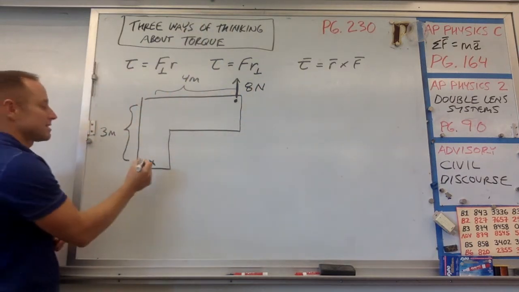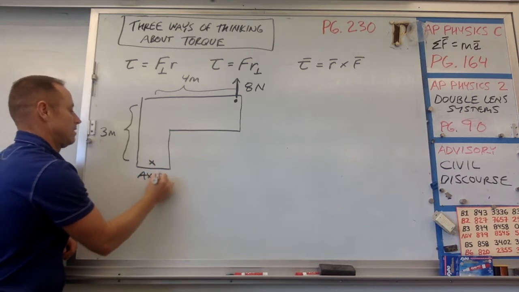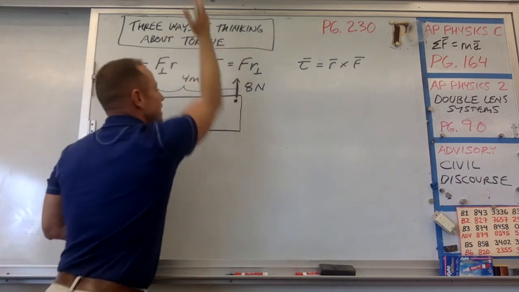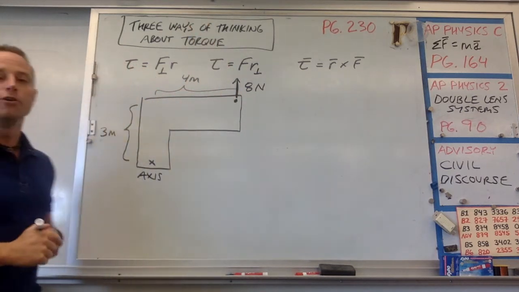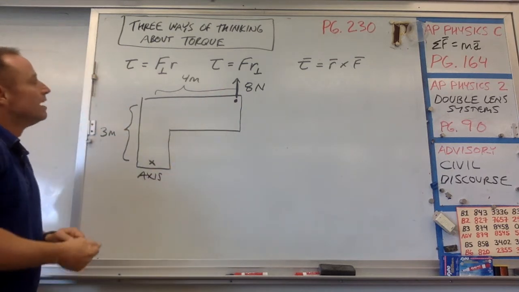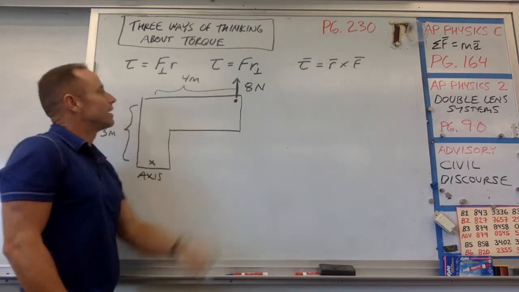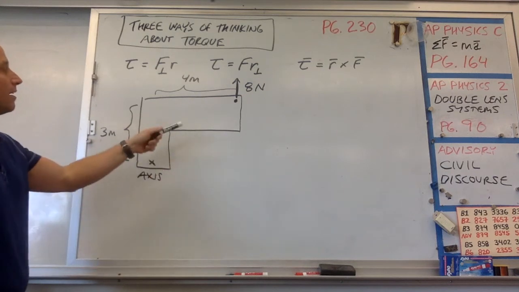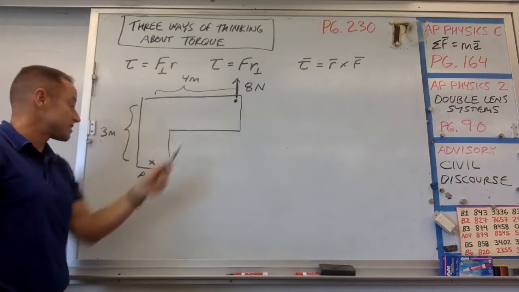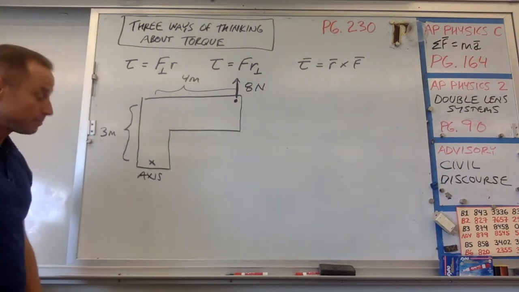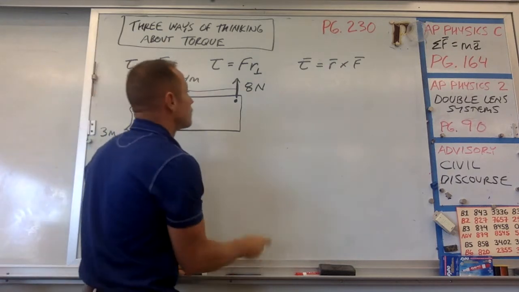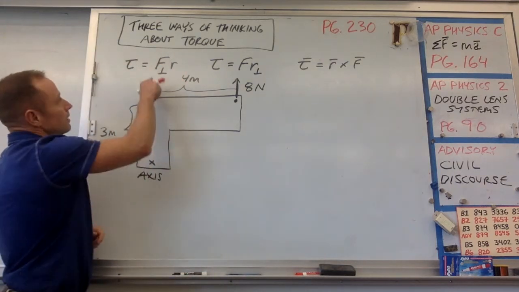So here's the axis, I'll even write that down. Here's the axis, and then somebody's pushing on this thing with an 8 Newton force up that way. And so what we're going to do is go one by one and figure out what the torque is that is provided by this 8 Newton force about that axis. Okay? So the first way of handling it, let's look at this one first.